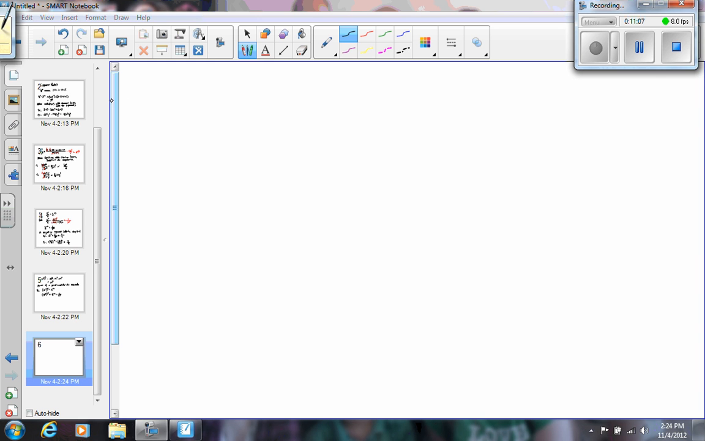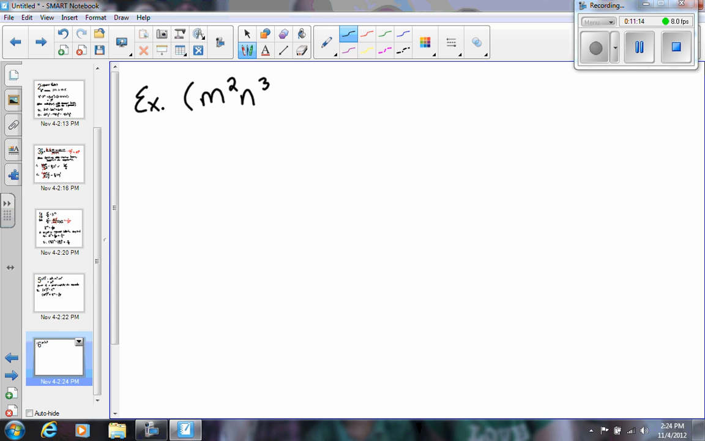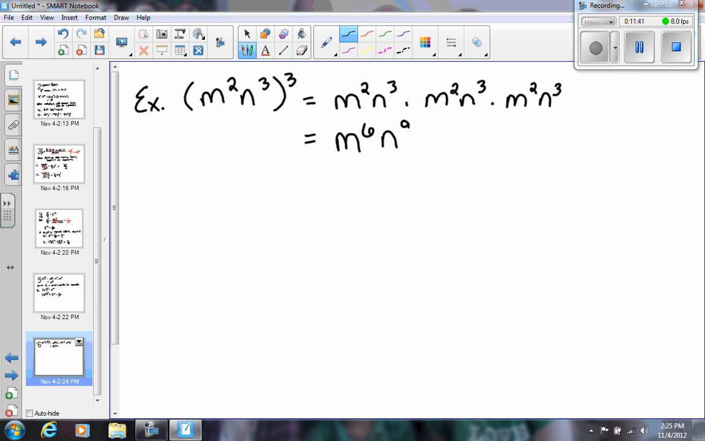All right, just a couple more here. Another example. What if we have m squared times n cubed, and we raise that to the 3rd power? Well, that's like having m squared n cubed times m squared n cubed times m squared n cubed. So now I can use my rules. Bases are the same, so add the exponents. So I have m to the 6th times n to the 9th.